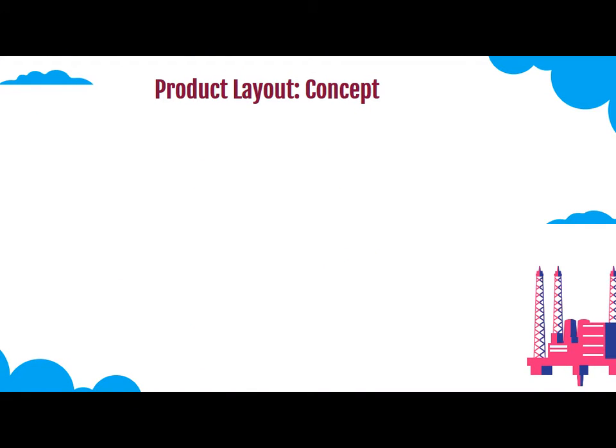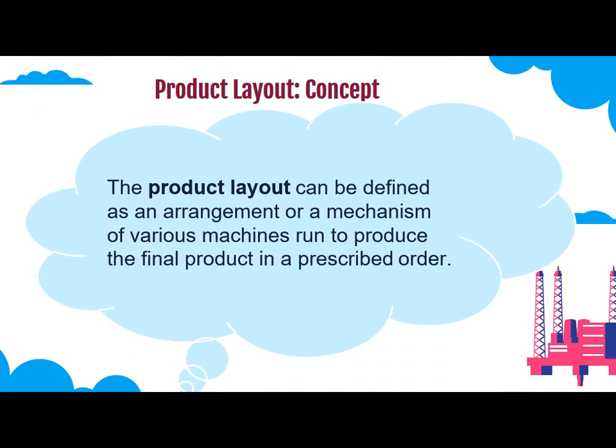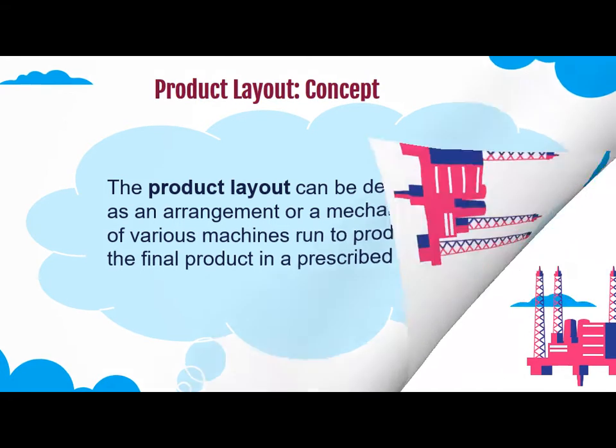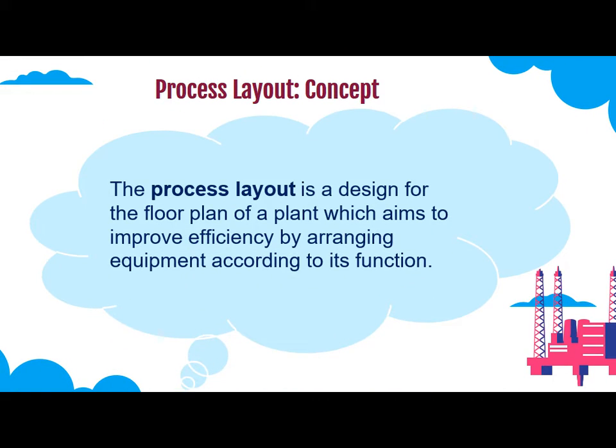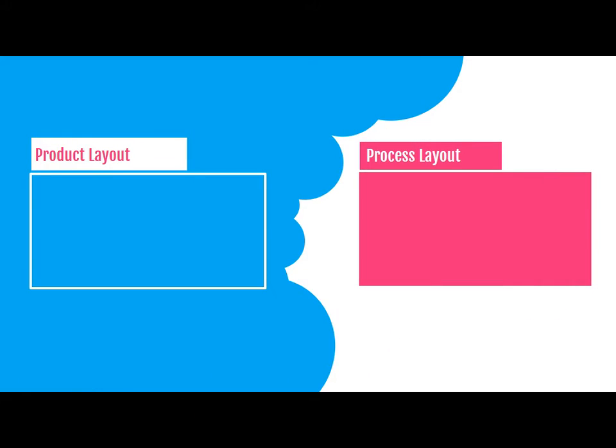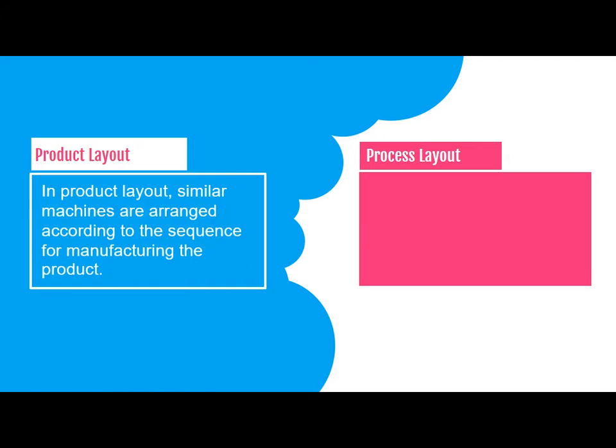We will start with the product layout concept. The product layout can be defined as an arrangement or a mechanism of various machines run to produce the final product in a prescribed order. Process layout concept: the process layout is designed for the floor plan of a plant, which aims to improve efficiency by arranging equipment according to its position. Now we will see the key differences.